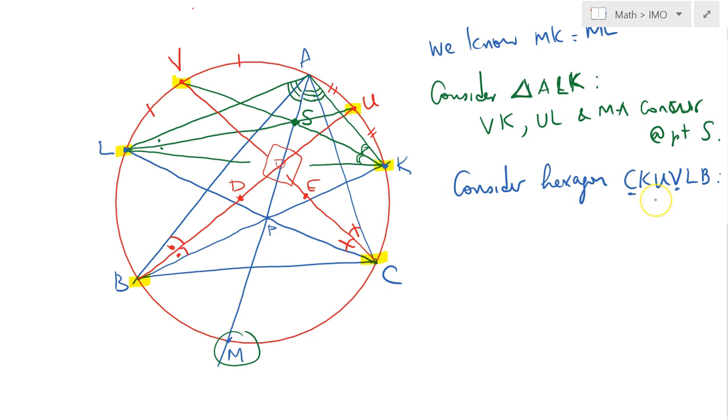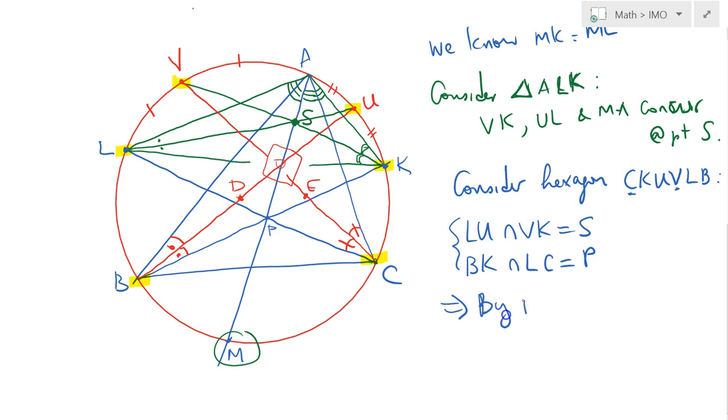Let's focus on, for instance, L and U. LU and VK meet at S. And also notice that we already know that BK and LC, by construction, meet at P. Given that, this implies by Pascal's theorem that BU intersection VC, which we call T, must be collinear with the other 2 points S and P as well.